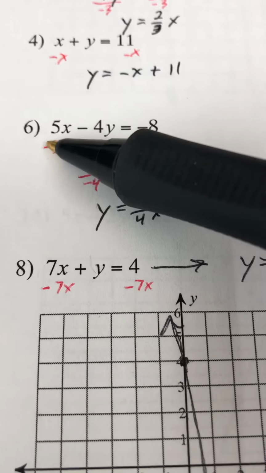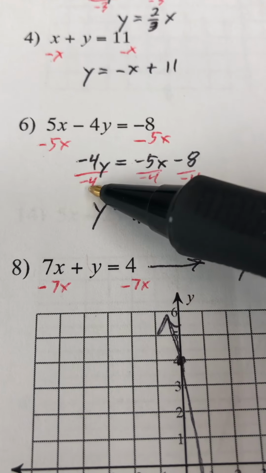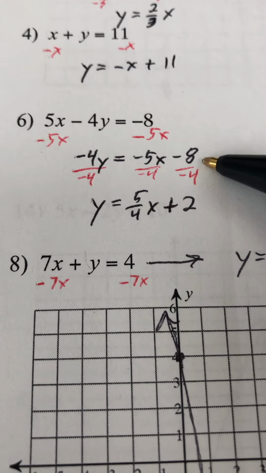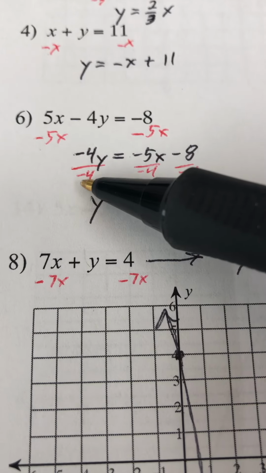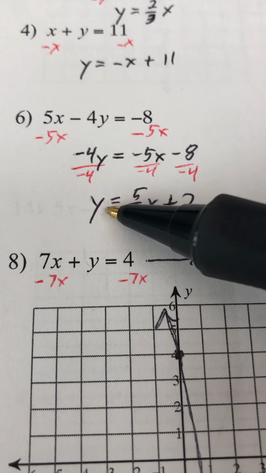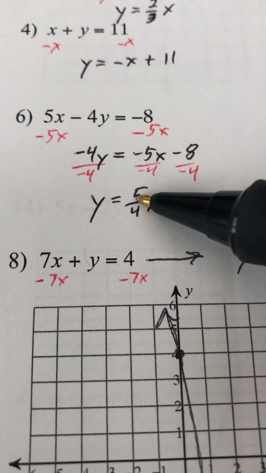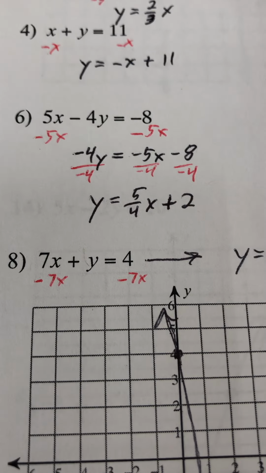Number 6, subtracting 5x from both sides. I end up with negative 4y equals negative 5x minus 8. Then I'm going to divide all terms, this side, that side, by negative 4 to get y by itself. Negative 5 over negative 4 just becomes 5 over 4x. Negative 8 divided by negative 4 becomes a positive 2.